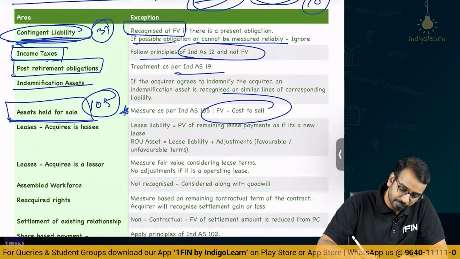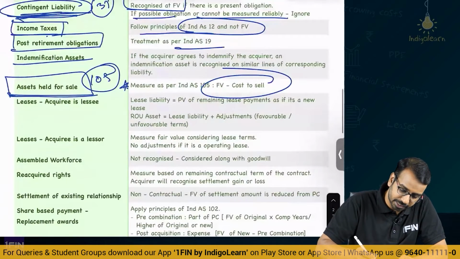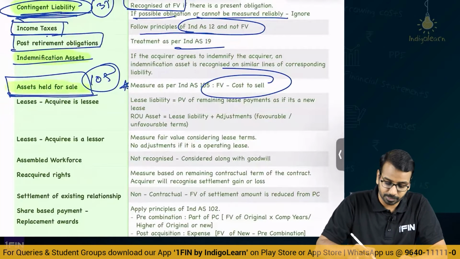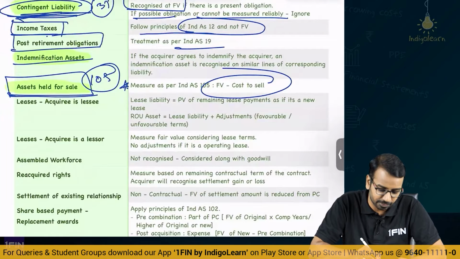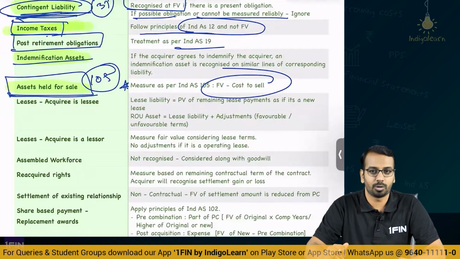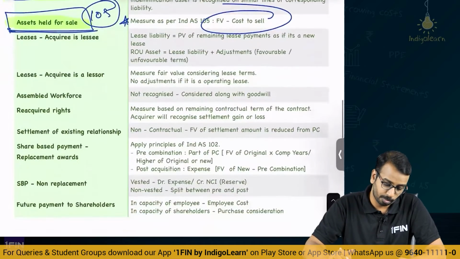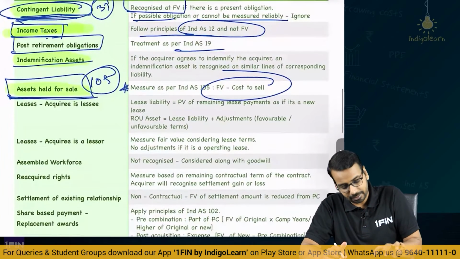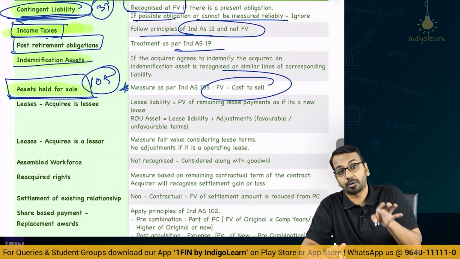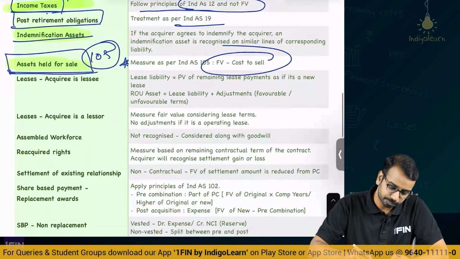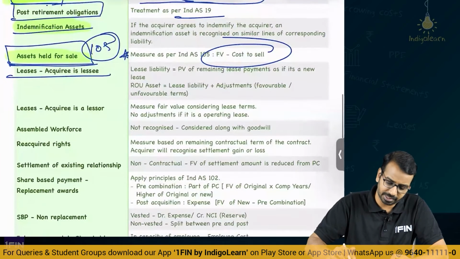See, out of this, frequently they keep testing about contingent liability, indemnification assets sometimes, assets held for sale sometimes. Okay, income tax anyways is generally a part of almost all the questions, and post retirement obligations they don't test much. So accordingly, when you are revising, please focus on these specific points so that you remember these for the examination purpose. Then lessee, again not really tested but still.